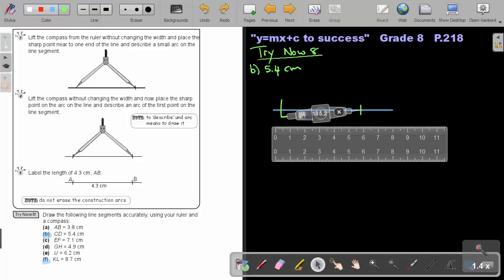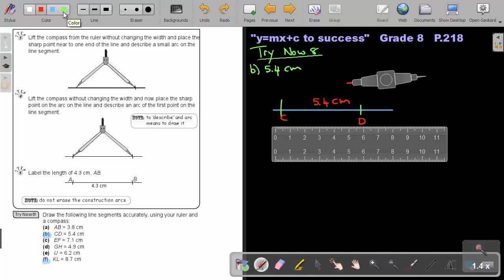And now exactly this is going to, must I label it? Yes, CD. So I can, let's just take this. This is C, and this is D, and this is exactly, let's just write 5.4 centimeters. Okay, let's try number F.